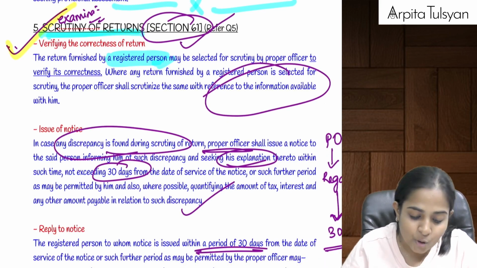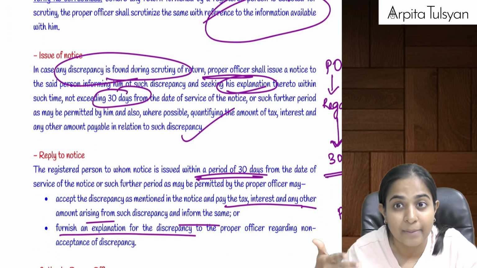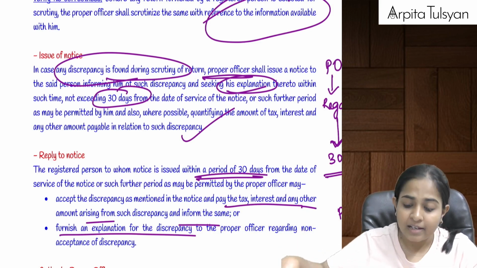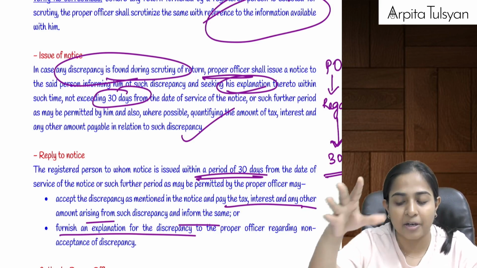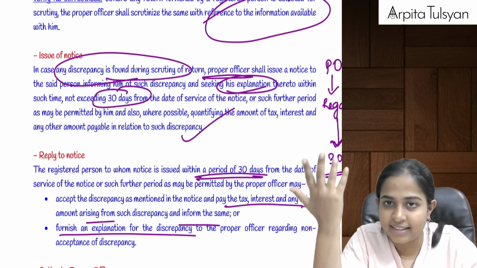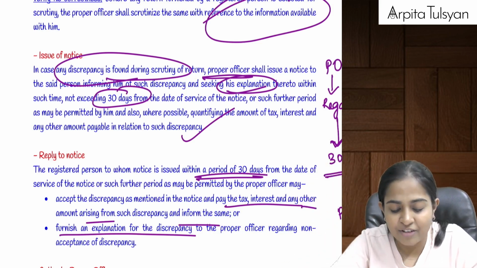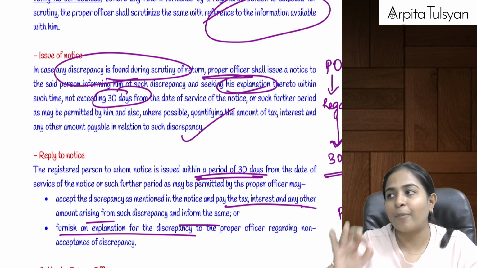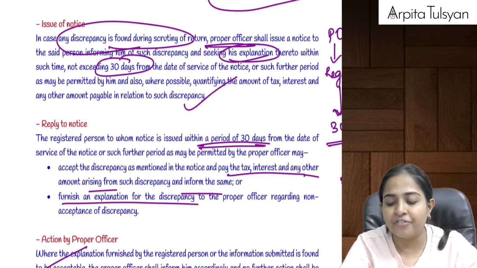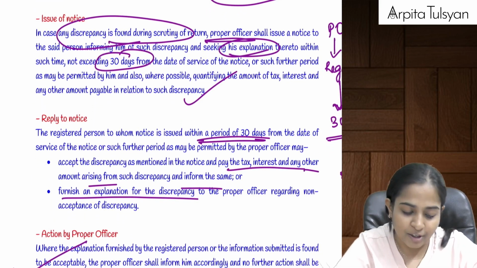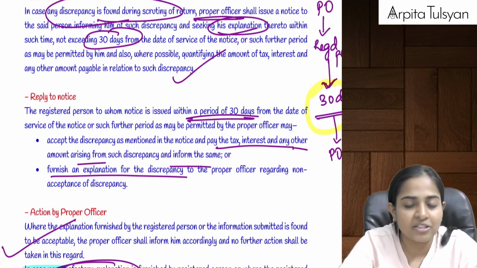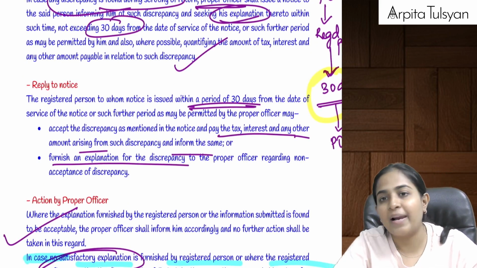If it is not correct, or if there is any discrepancy in the return filed by this registered person, then the proper officer will issue a notice to the registered person: please give your explanation within a time period of 30 days from the date of serving of this notice, or within an extended time period if required. Please give the explanation on this particular discrepancy, and within this 30-day period the registered person is required to give the reply to the proper officer.